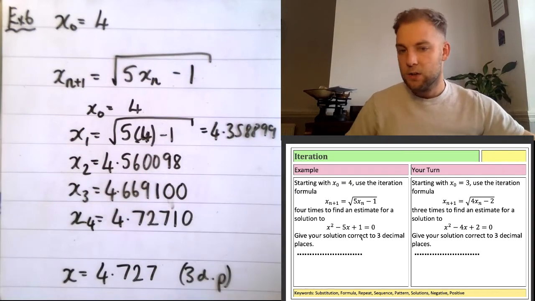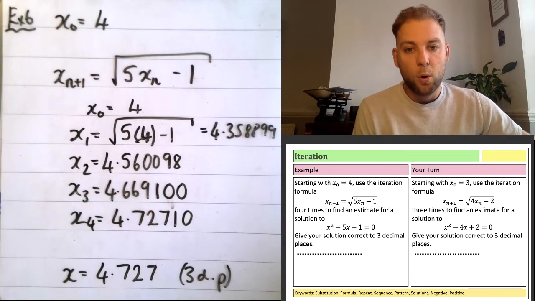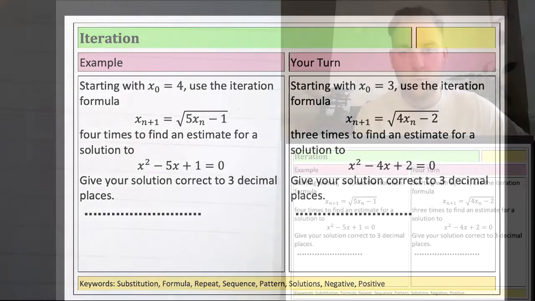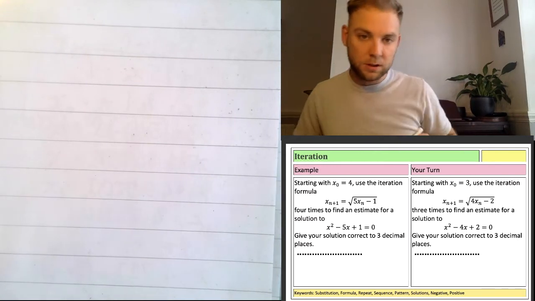Okay, so I'm going to make this big. Pause now if you're feeling confident and have a little go at that one on the right hand side. So pause now and have a go at that one on the right. Okay, so I'm going to go through this one now.